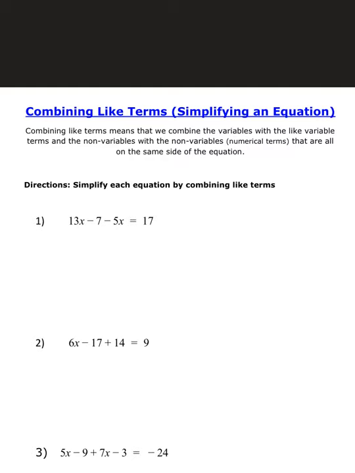In this video, we're going to be looking at combining like terms for simplifying an equation. Now, when you're combining like terms, that means we combine the variables with the like variable terms and the non-variables with the non-variables, or considered the numerical terms, that are all on the same side of the equation. So when I look at my first equation, 3x minus 7 minus 5x equals 17.